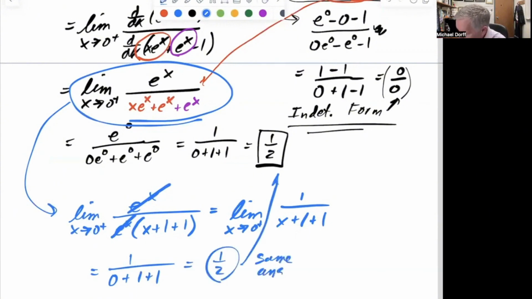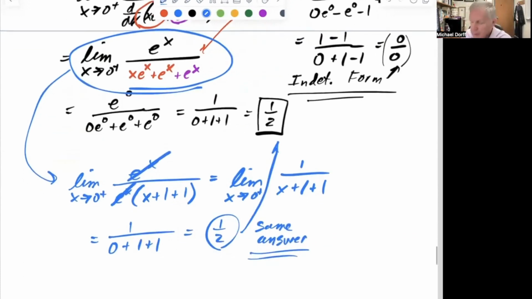So either way works. Which way is better? Really, I can't say which way is better. I think they both work, and they both get you the same answer.